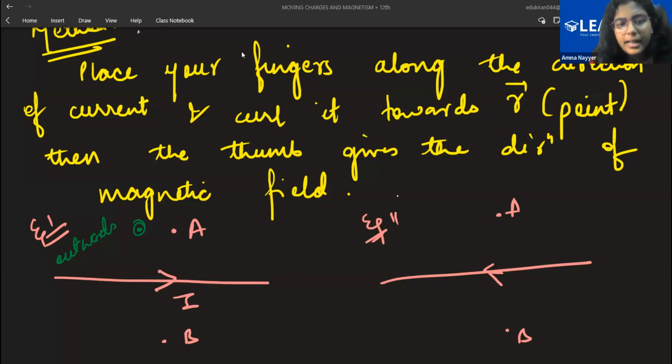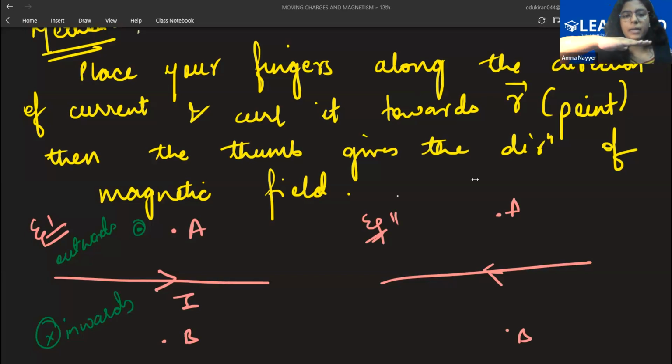Yes, so only Yaya has answered right. In example B, when we are calculating, we'll only use our right hand. This is the direction of current. Now, I will not put my hand like this, because my point is below, so I cannot curl it like this. So automatically I'll put my hand like this. Here the thumb is going inwards, and I've already told you about cross and dot. So this is inwards.